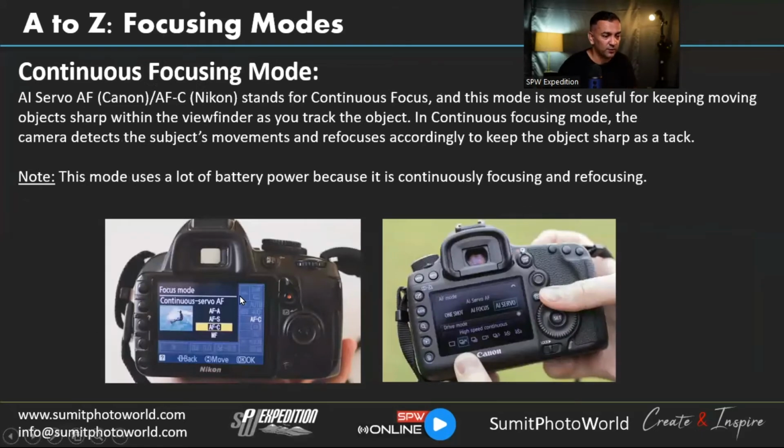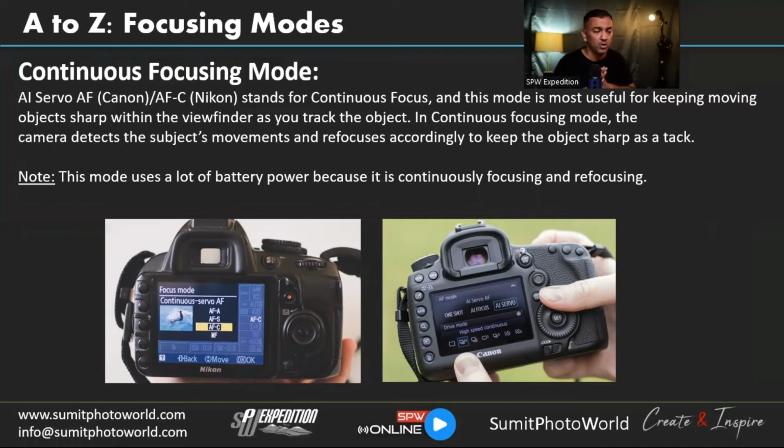This is continuous focusing mode. So AI Servo we call this in the Canon device, AFC in the Nikon device, and it stands for continuous focusing. So this mode is most useful for keeping moving objects sharp within the viewfinder. So you need to track your subject. You need to keep your focal point right on the subject.